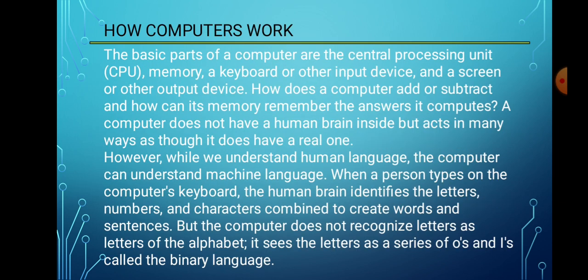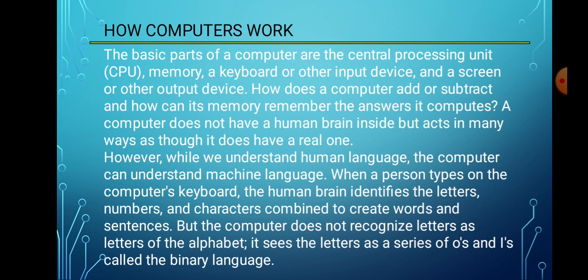How computers work. The basic parts of a computer are the central processing unit or CPU, memory, a keyboard or other input device, and a screen or other output device. How does a computer add or subtract, and how can its memory remember? The answer is in computing. A computer does not have a human brain inside, but acts in many ways just like a real one.